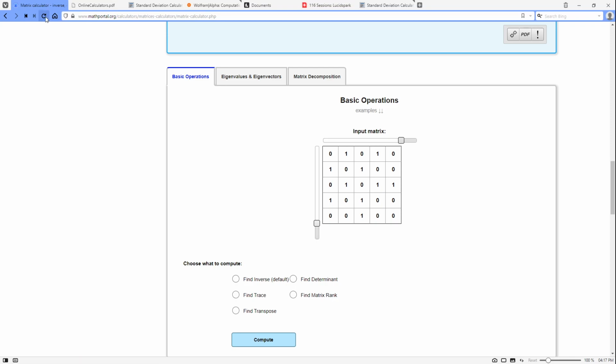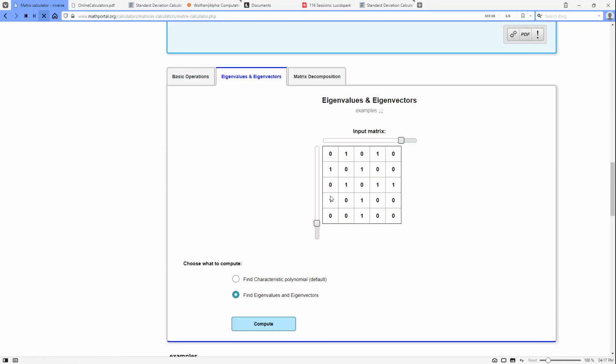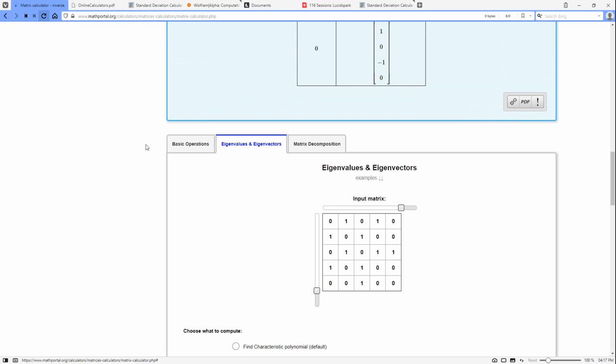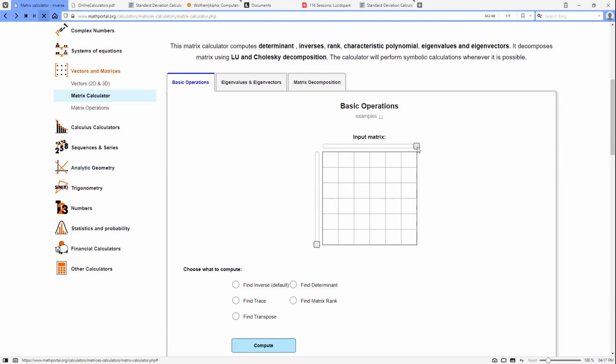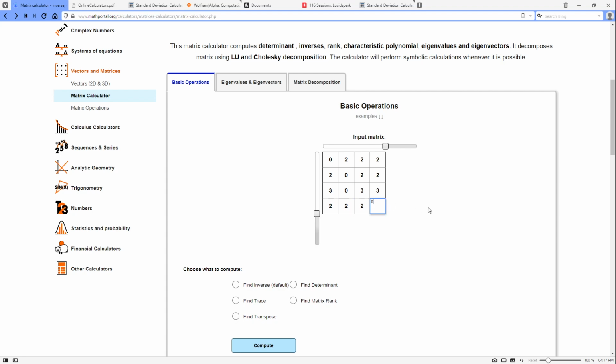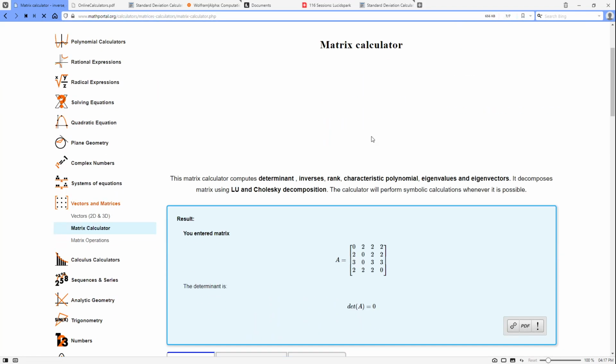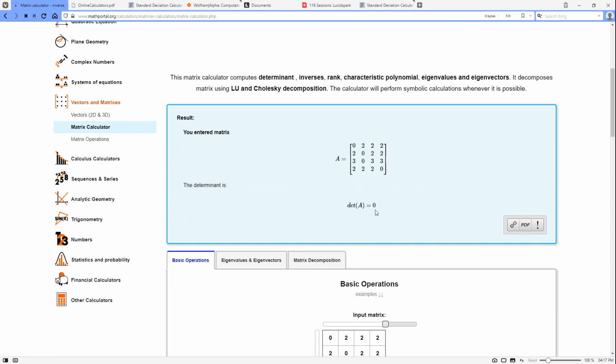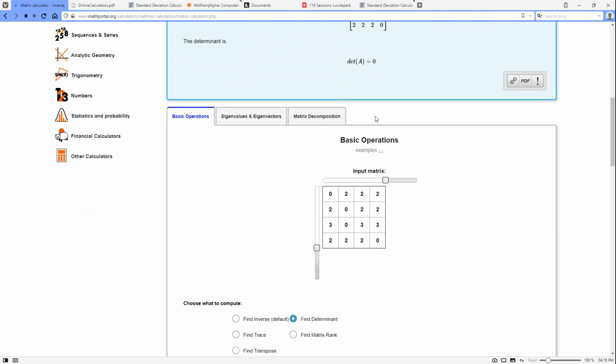I'm going to refresh. I don't know if this will screw it up if I don't refresh it. Or go back and refresh. There we go. 4x4. Okay, the first one is 0222, 2022, 3033 and 2220. We want to find the determinant. And we get 0, so we know P is singular.